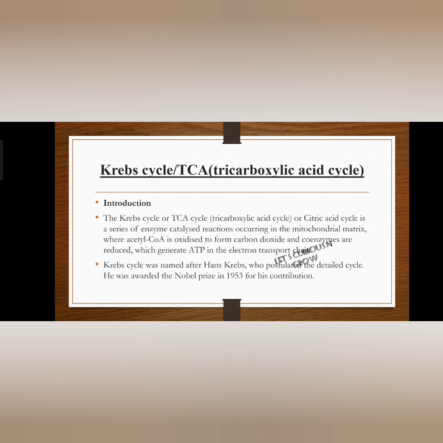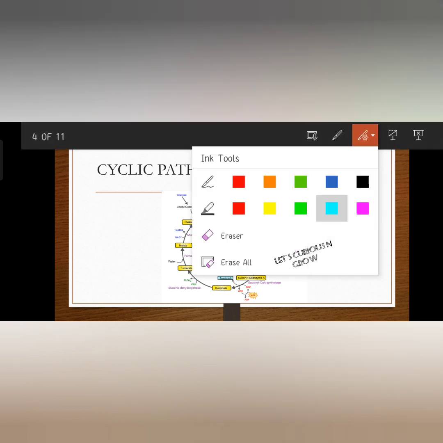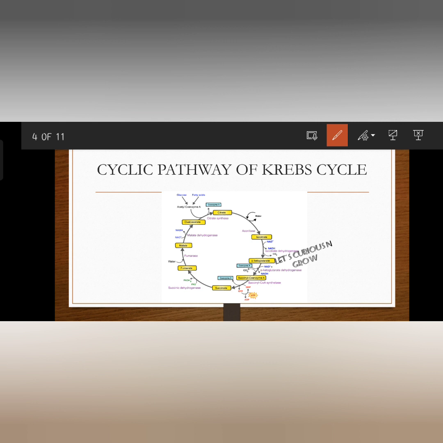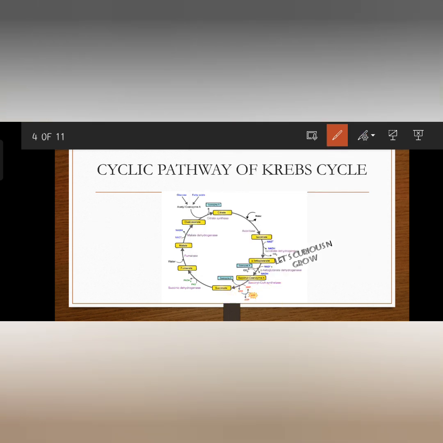The Krebs cycle takes place in the mitochondrial matrix, where acetyl coenzyme A gets oxidized and forms carbon dioxide, as well as coenzymes getting reduced, which generate ATP in the electron transport chain. Here you can see some ATPs getting produced. You can see in this step, here is GTP, ATP and ADP. So these are the steps which produce ATP.